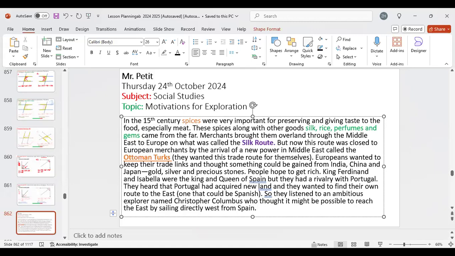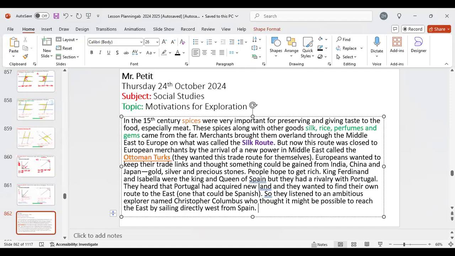They also thought that they could convert the people to Christianity, and that would please the Pope. And as for the explorers themselves, they wanted to prove themselves as professional navigators. They wanted to get rich through trade. And they wanted to convert these so-called heathens in heathen lands to Christianity.